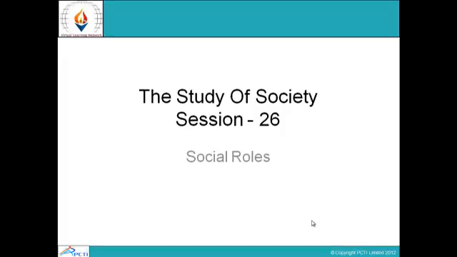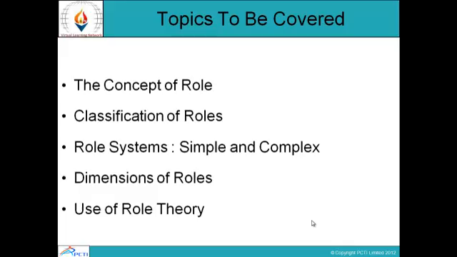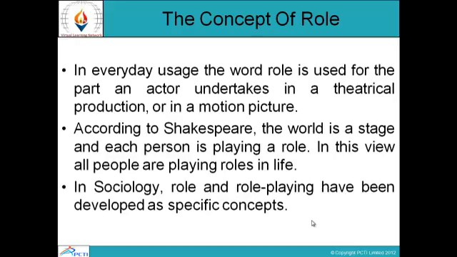This is session number 26 of the subject The Study of Society, and the chapter is Social Roles. Topics to be covered are the concept of role, classification of roles, role systems, simple and complex, dimensions of roles, use of role theory. The concept of role.